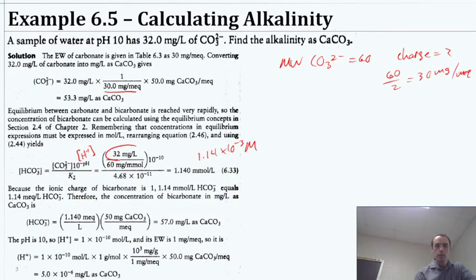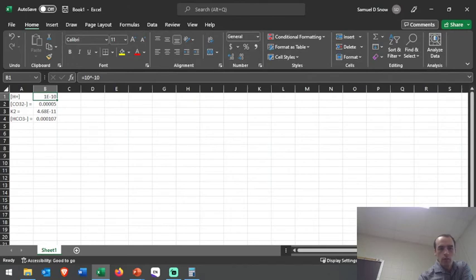So they did 32 milligrams per liter, and then they divided it by the milligrams per millimole. I went ahead and converted everything into moles and grams. So I did 0.032 grams divided by 60 grams per mole, right? That should be the same thing there. 10 to the minus 10, 4.68 times 10 to the minus 11. This is 4.68.